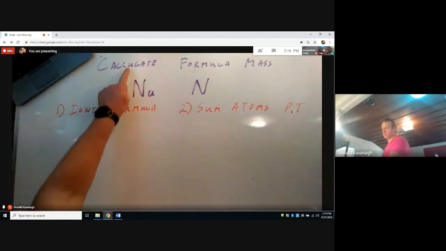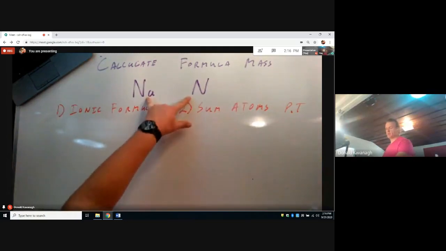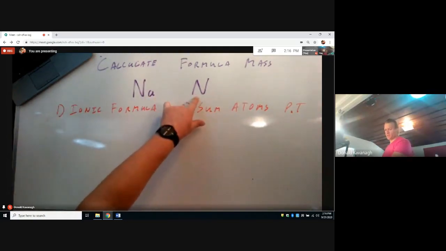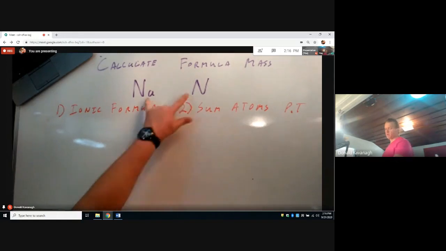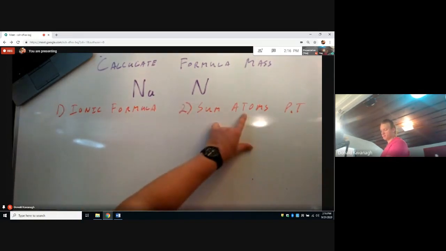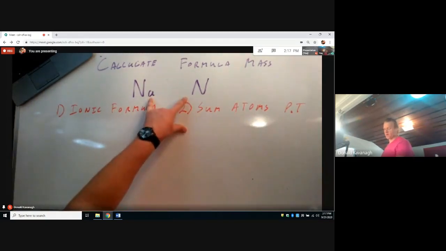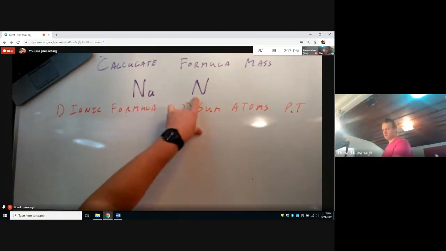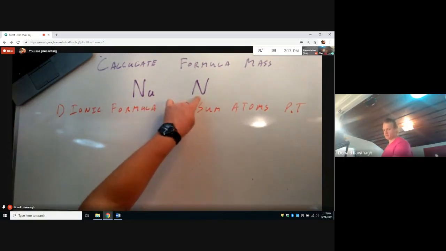We're going to calculate the formula mass of a compound formed between these two atoms, sodium and nitrogen. We're going to calculate in two steps. First, get the ionic formula for a compound formed from these two atoms, and then sum the atomic masses off the periodic table. You should be able to recognize that this will form an ionic compound because we have an atom of metal and non-metal, or we have an atom of low electronegativity and high electronegativity.